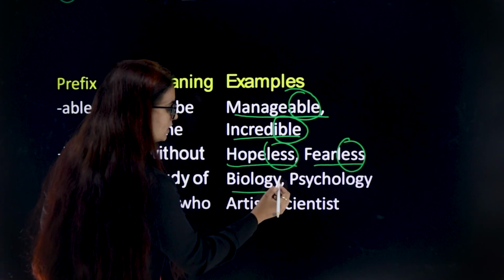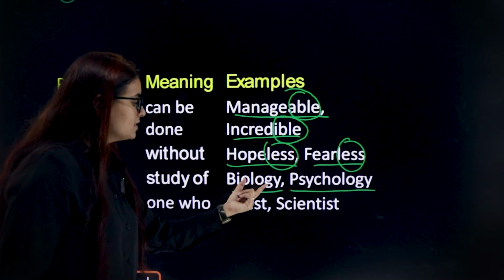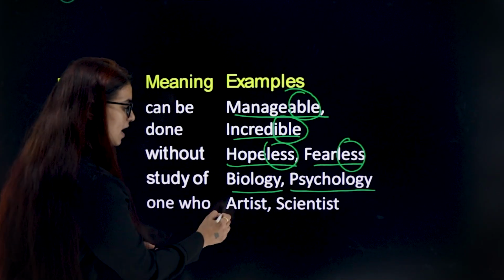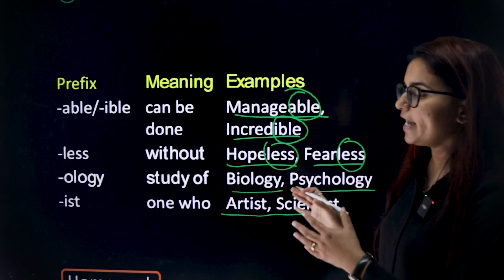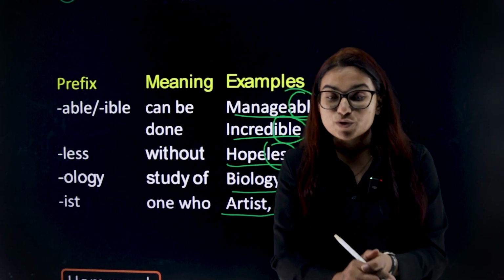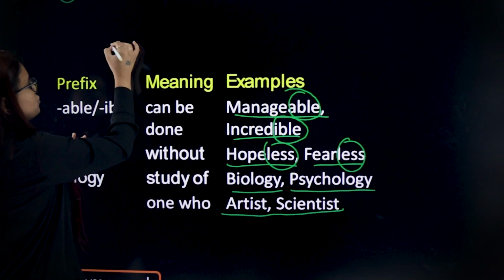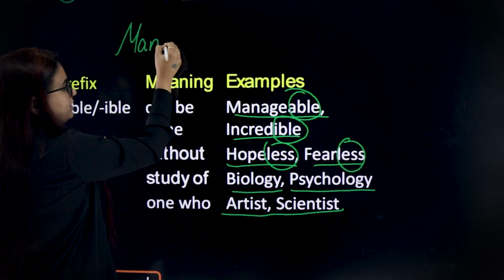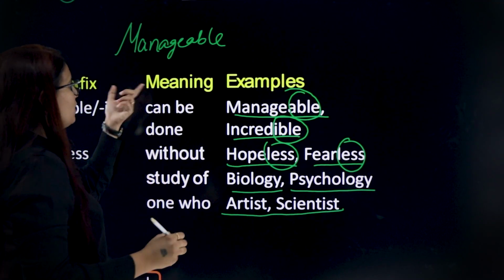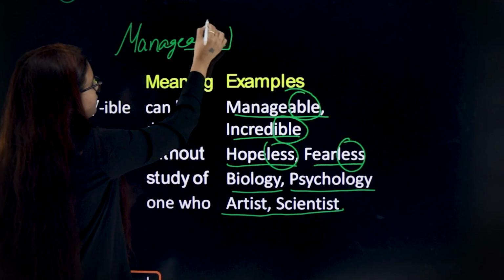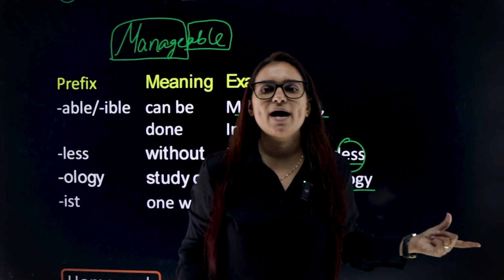Then we have biology, psychology, related to something, study. Study related words. Then we have artist, scientist. These are words related to somebody who. Again, if you really want to remember these words properly, break them down. For example, if I take this word manageable over here, M-A-N-A-G-E-A-B-L-E, manageable. Okay, we'll break it down. Then we have able, fine. Then we have manage. So we have something that can be managed.